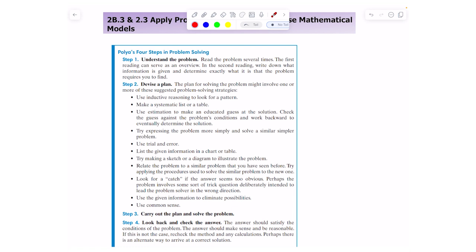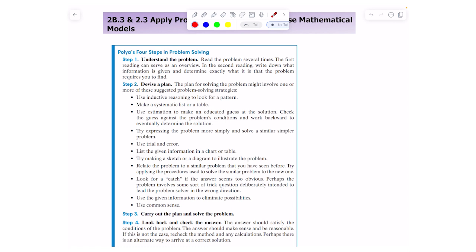Try expressing the problem a little bit easier. You may have to use trial and error. List the given information in a chart or table. Making sketches or diagrams is sometimes helpful as well. Sometimes relating the problem to problems you're more familiar with also helps. That means making the problem a little bit easier for you to solve.